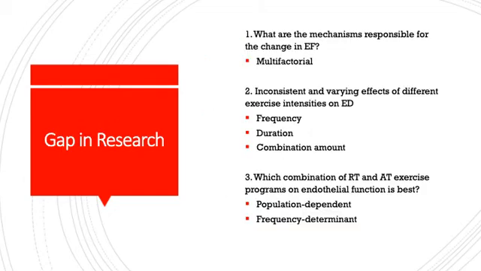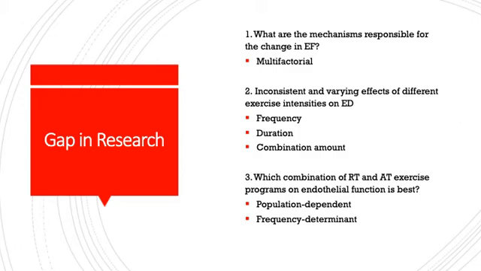Thus, there are three main gaps in research I'm seeing. One, what are the mechanisms responsible for these changes in EF? Again, multifactorial, multifaceted. Going back to that figure I provided, we're looking at inflammation and nitric oxide levels. We're also looking at the effects of shear stress on the endothelial walls. Two, there are inconsistent and varying effects of different exercise intensities on endothelial dysfunction.